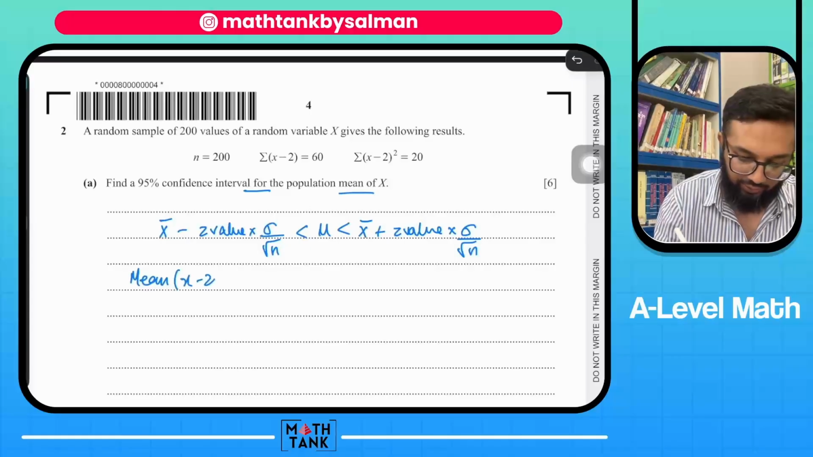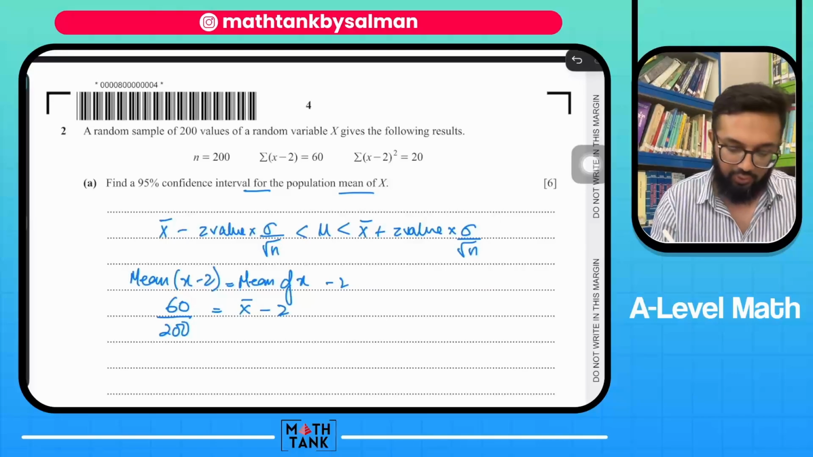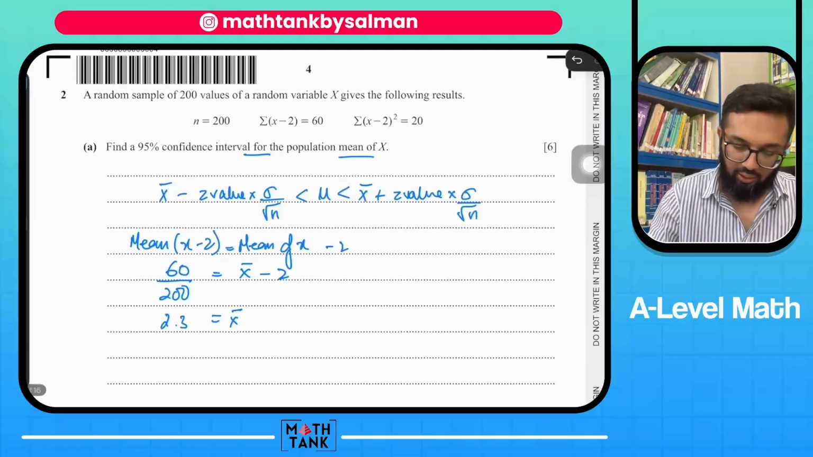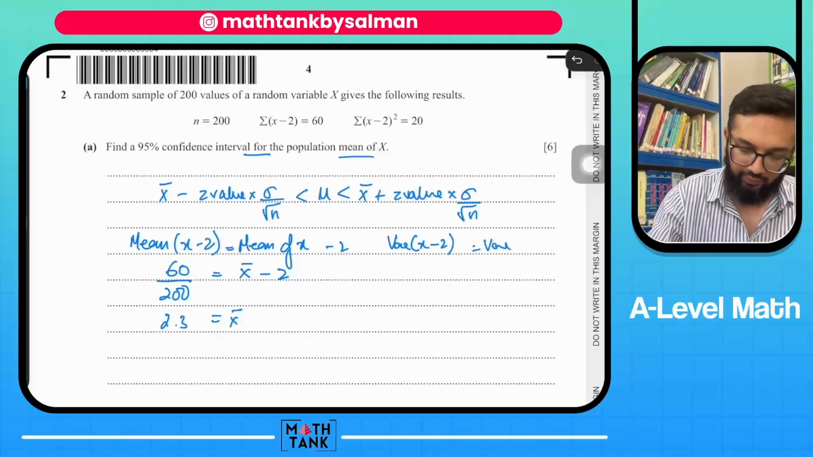Since I need all of these values, I remember from S1 that the mean of x minus 2 is the same as mean of x and minus 2 separately. So what is the mean of x minus 2? It's 60 over 200. X bar minus 2. So x bar is then 2.3.